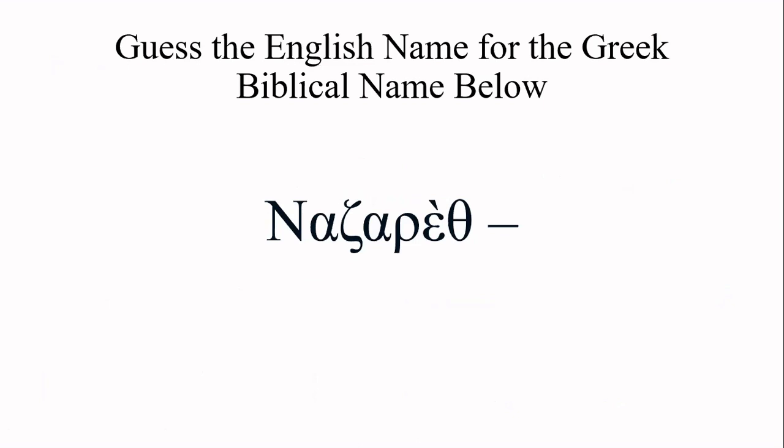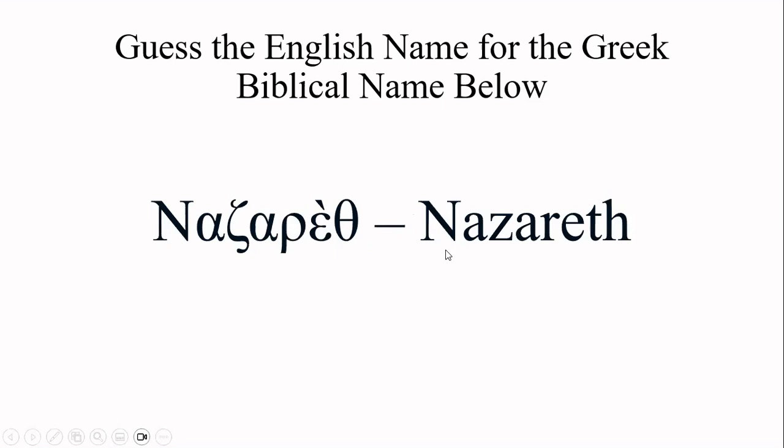Here are some Greek biblical names, and for your practice, try to figure out what these words are in English. They're very similar to the English word. Go ahead and pause the video and see if you can figure out what this word could be. N-a-z-a-r-e-t. Nazareth.